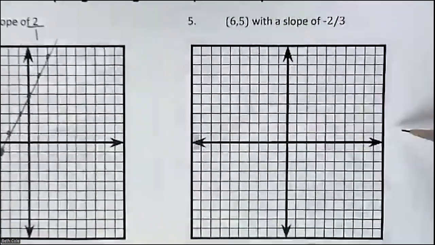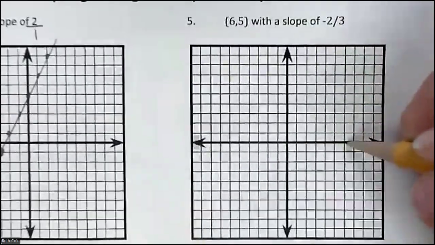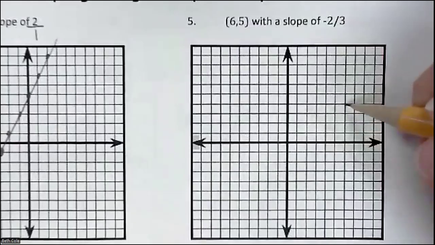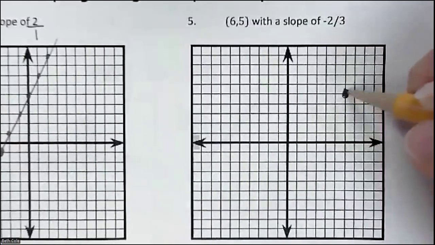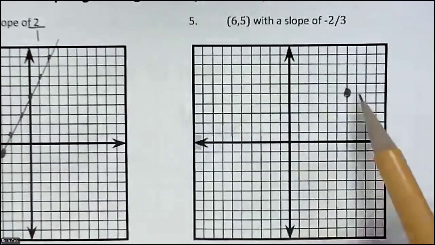All right, 6, comma 5. That's going to be 6 for the x direction. So 1, 2, 3, 4, 5, 6, and then 5 for y. So right there, 6, comma 5. And if you didn't know where it went, you could type it in Desmos. It'll show you right where it goes. Yes, it's 6 to the right, 6 for x, and then 5 for y, so up 5. So from the center, you go right 6, up 5.